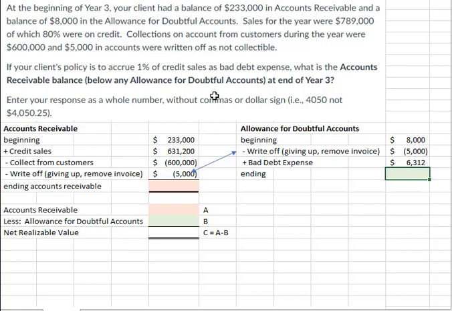What is the accounts receivable balance below any doubtful accounts? So that's down here. They're really asking for net realizable value, which means I need the balance in both of these accounts. So let's add up all the accounts receivable. There's the balance in accounts receivable before any allowance for doubtful accounts. Now let's do the allowance for doubtful accounts. Put that in here. And then net realizable balance, or the balance after the allowance for doubtful accounts, would be the 249,888.